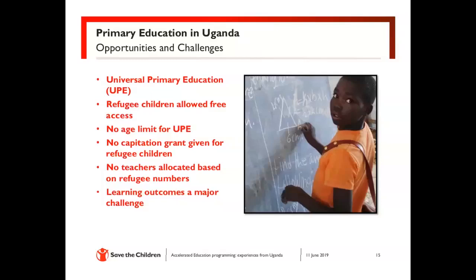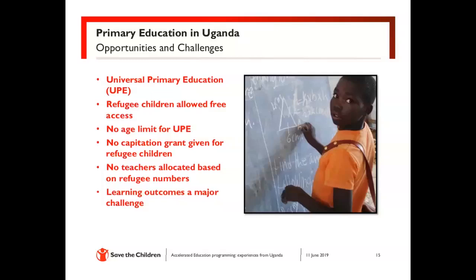Some of the challenges within the refugee hosting districts are that currently in government schools, no additional money is given to schools for the refugee learners that are enrolled. Schools are only given money from the government through a capitation grant for the national children that attend. So though children have access, the schools aren't supported by the government to cater for those additional learners. Also, the government currently does not allocate teachers to schools based on the total number of children, which would include refugees and nationals. Teachers are only allocated based on the number of nationals in the school. So this is really where partners are coming in to support primary education and fill in those gaps.